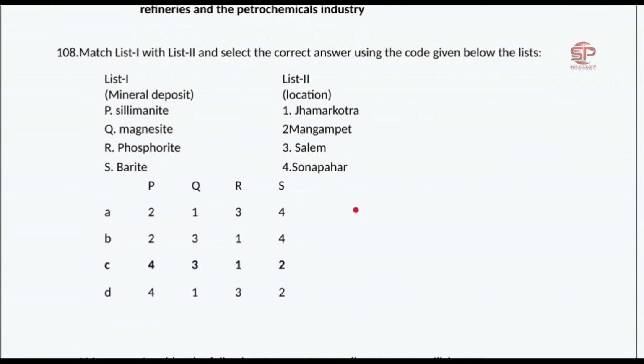Then comes to mineral deposit and location. Sillimanite is in Sonapahad. Then magnesite is in Salem, Chalk Hill. Phosphorite, Jhamarkotra. A question on this has already come before. Then barite, Mangampet, Kadapa. Answer will be C.